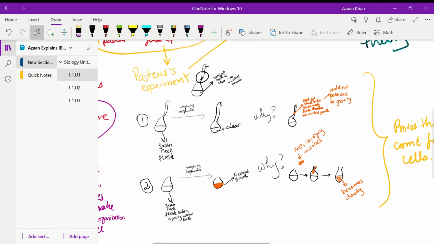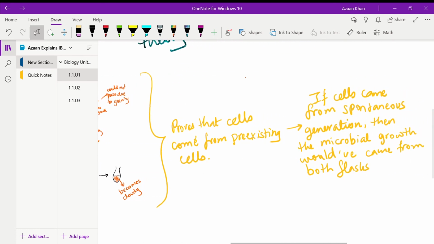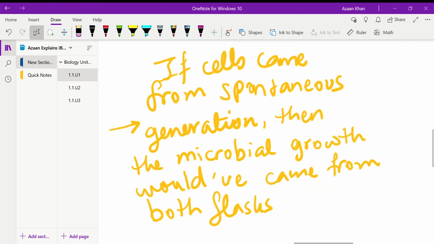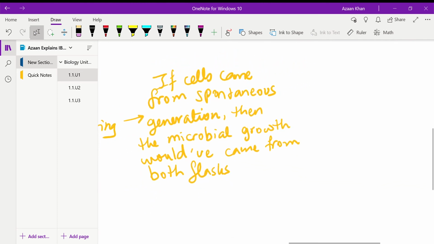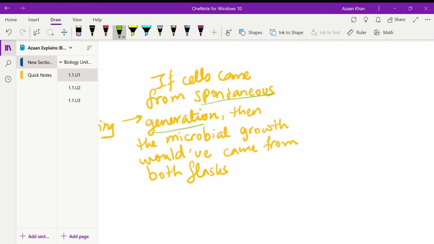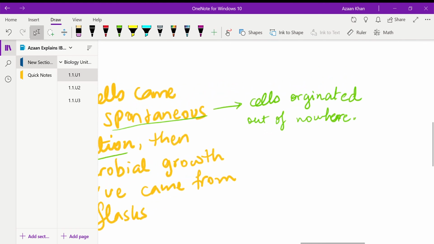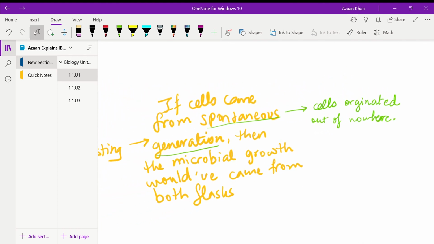This is all well and good, but really, what does this mean? Well, it shows that cells must have come from pre-existing cells. How so? Well, because if the cells came from spontaneous generation, which at the time was believed to be a way that cells would originate simply by themselves, they just appeared from nowhere. And while this doesn't make sense to us now because we clearly know that this is false, back then it was considered a very large ideology.